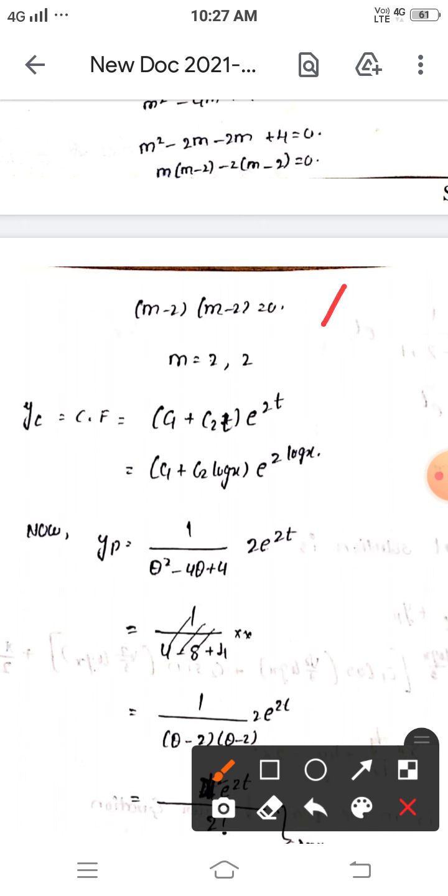So the complementary function for those roots is c1 plus c2 t into e power 2t. Here the variable is t, that is why c1 plus c2 t into e power 2t. This is the complementary function. After expressing in t, again we replace it in x. We know that t is log x, so the complementary function becomes c1 plus c2 log x into e power 2 log x.